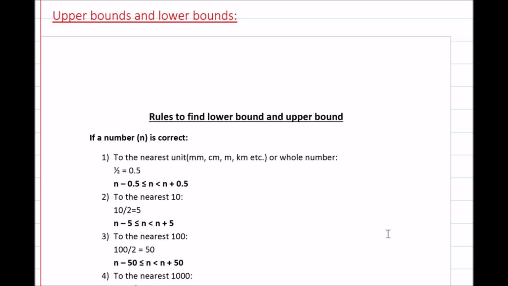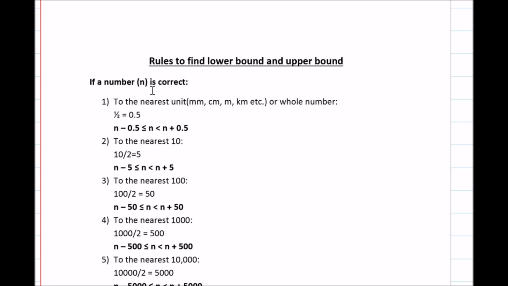The topic is upper bounds and lower bounds. This is an IGCSE Maths topic, and a question is asked on it in the exam every time. First of all, in this video, we'll see the rules to find the lower bound and upper bound, and then we'll solve some problems based on that. We'll see how to use these rules, and that makes it very easy to solve problems like this. Okay, so let's start with the rules.